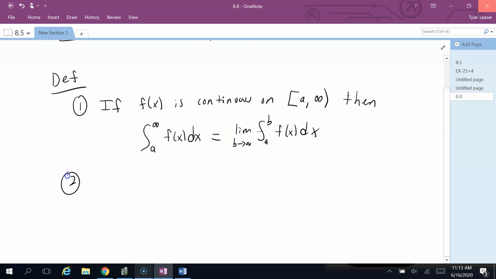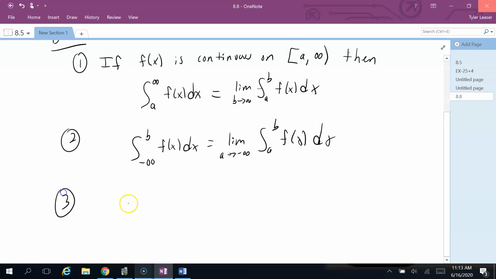Same stuff. If f of x is continuous, but now the other way around, this time we have the integral from negative infinity to b, f of x dx. To do this one, take the limit as a goes to negative infinity, integral a to b, f of x dx.